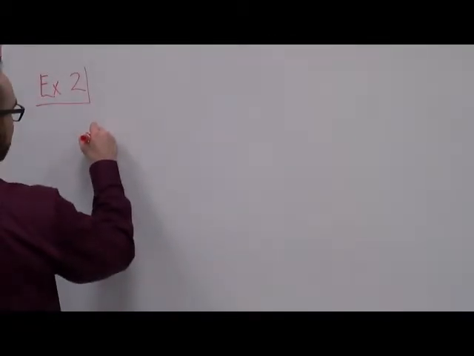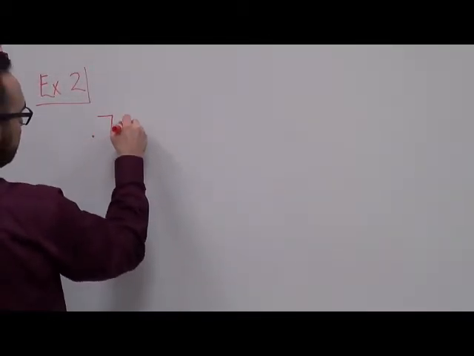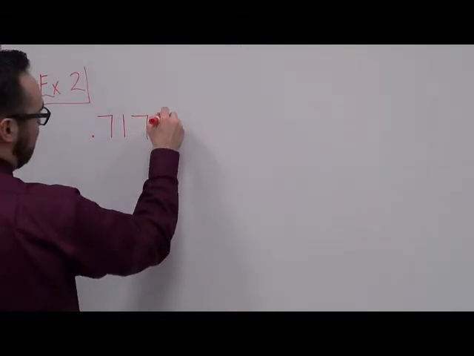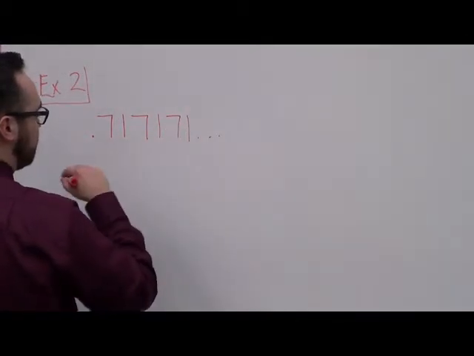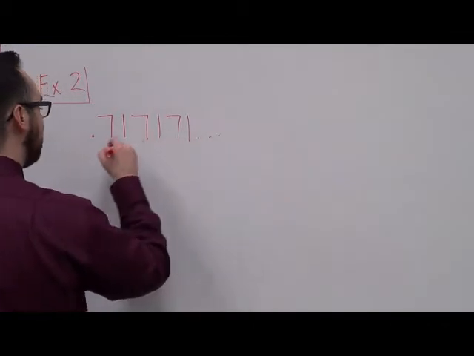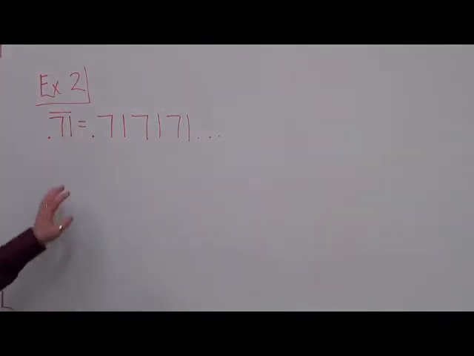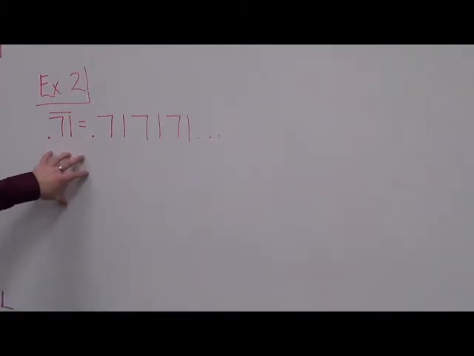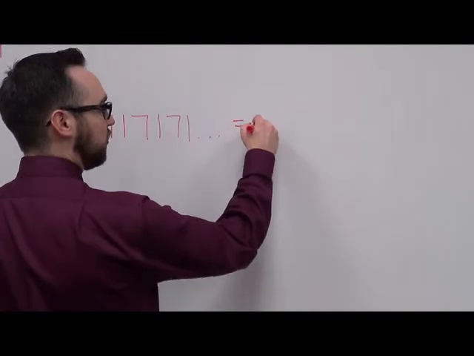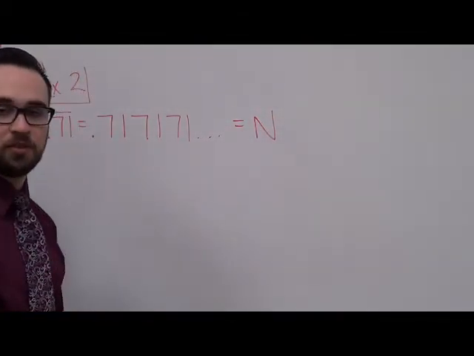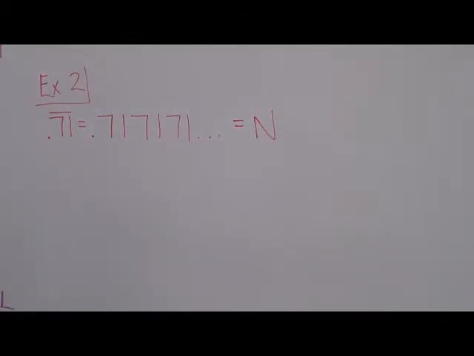It works the same way though. So if I have 0.717171, and so on and so forth, that would be like if I said 0.71 with a bar on top, and that's what it is. Okay? Well, that first thing, that repeating decimal, that's what I set equal to n. Okay? So right off the bat, we just set it equal to a variable.